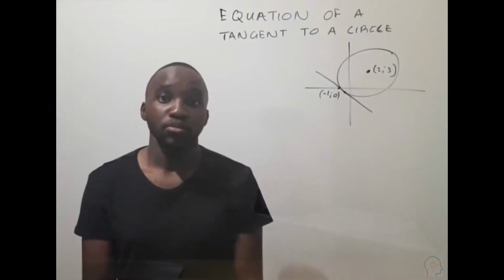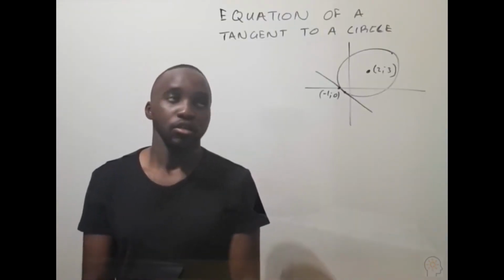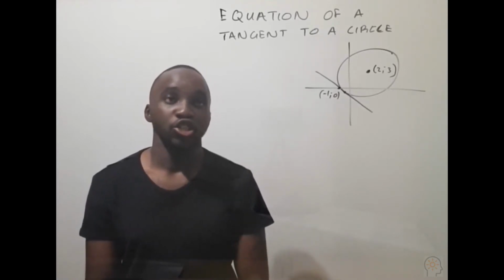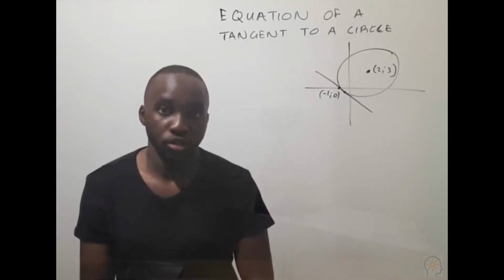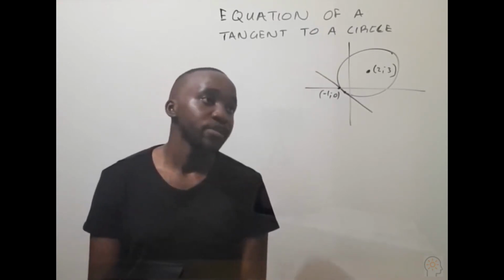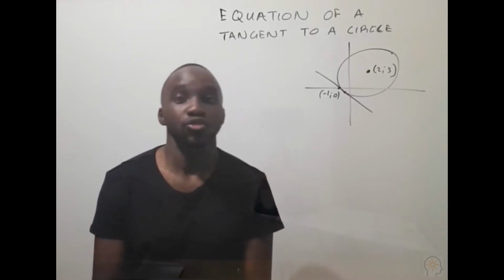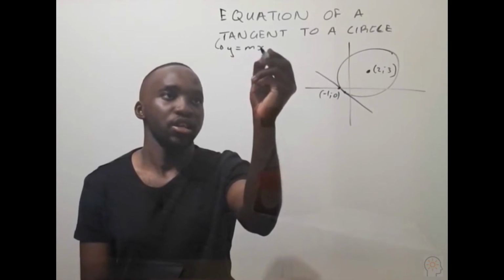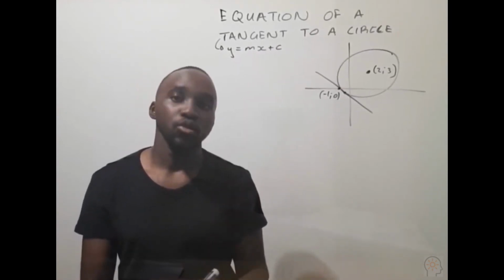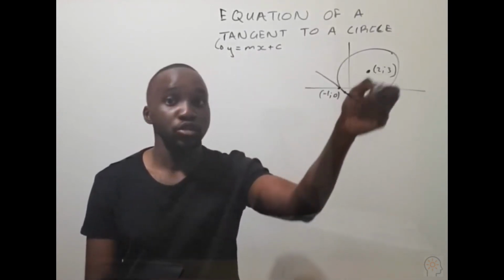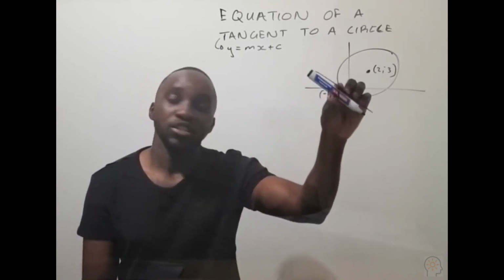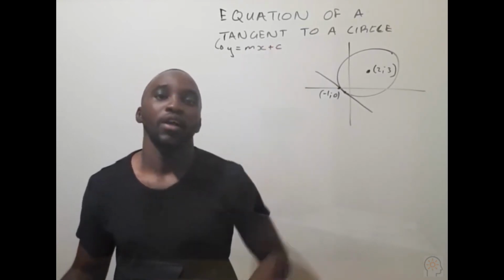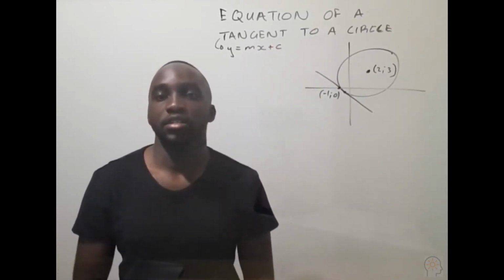So in your June exams, your prelims and your finals, you are definitely going to be asked to work out the equation of a tangent to a circle. Firstly, we always want to keep in mind that a tangent is just a straight line, right? So if we're going to work out the equation of this tangent to this circle, we need to find the gradient of that straight line, and we also need to find the y-intercept.